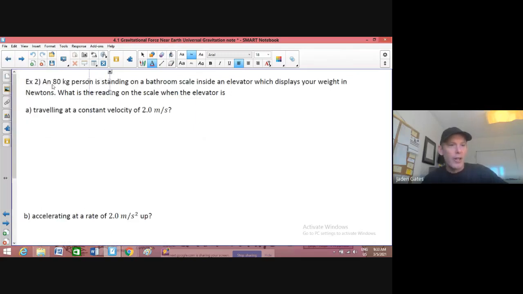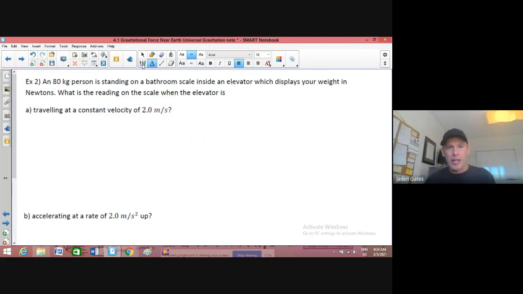All right, now, example 2. An 80-kilogram person is standing on a bathroom scale inside an elevator, which displays your weight in newtons. What is the reading on the scale when the elevator is traveling at a constant velocity?